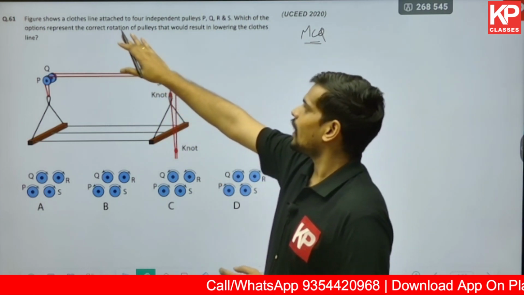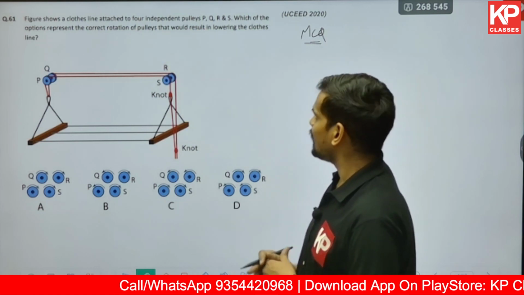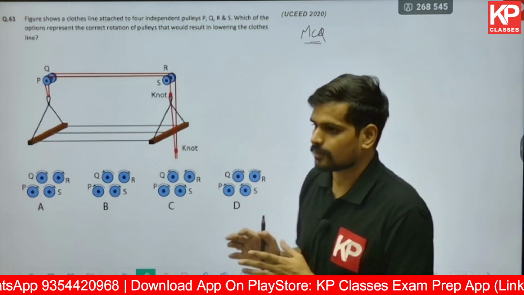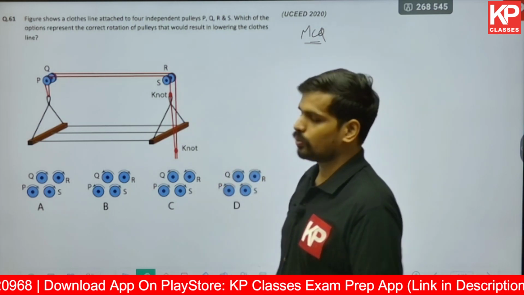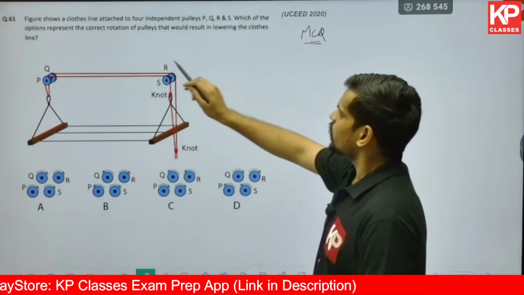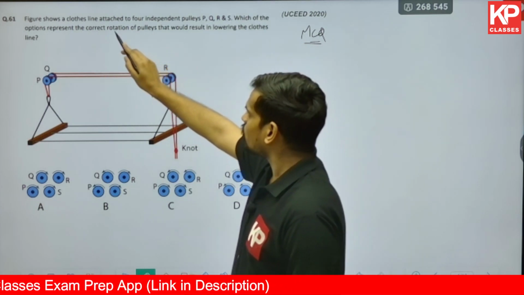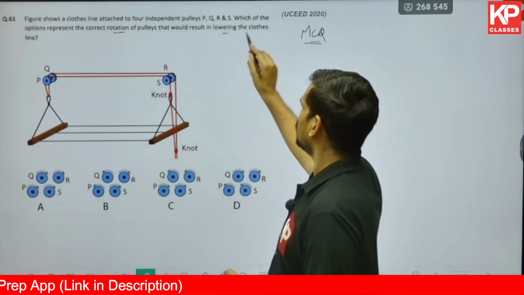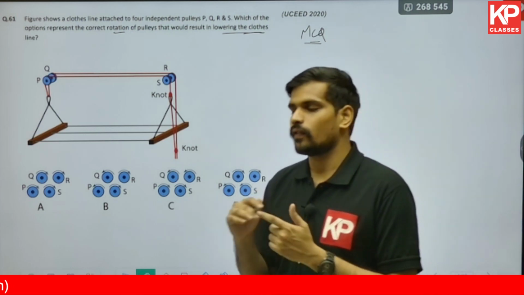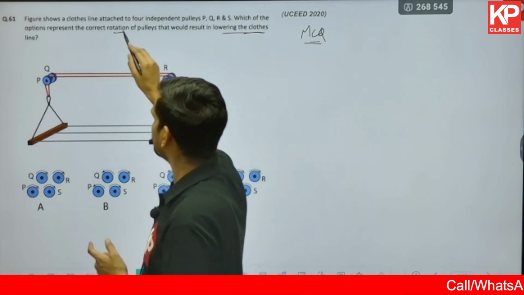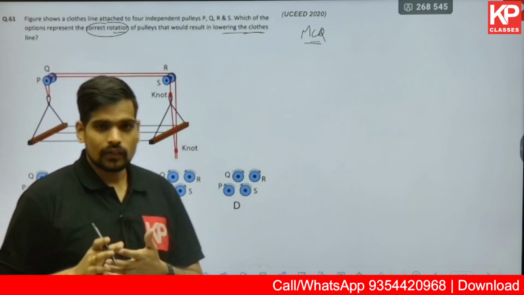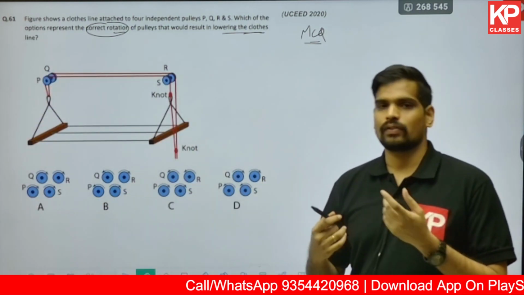Figure shows a clothesline attached to four independent pulleys P, Q, R, S. So this clothesline where you dry your clothes is being hung over four pulleys. It's a system of four pulleys basically, which are all independent, P, Q, R, S. Which of the following options represents the correct rotation of the pulleys that would result in lowering the clothesline? So this clothesline has to be lowered. Which is the correct direction of rotation? That's what they're asking. Which option is the correct rotation of all the four pulley system? They have given some diagrams with arrows of clockwise and anti-clockwise nature for all the four pulleys. We have to select the correct option.